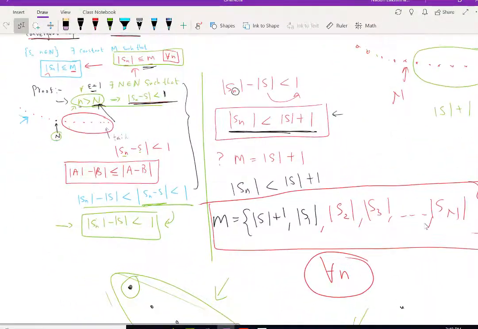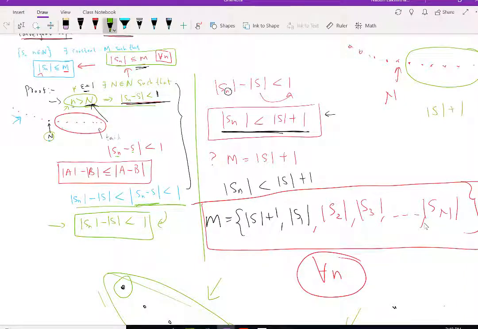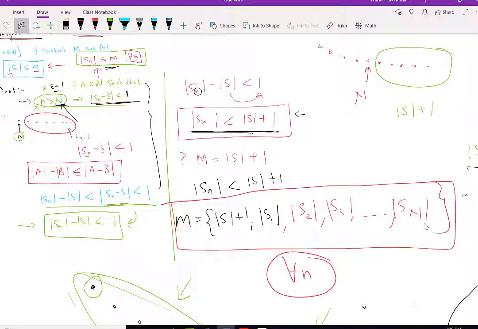Okay, so let's try to summarize this. What the proof says is that we use the definition, but the definition is only for the tail of the sequence, for every term that comes after the capital Nth term. We know that the tail of the sequence is definitely bounded by the absolute value of s plus 1. So we want to find m, a term larger than every term of the sequence, right?